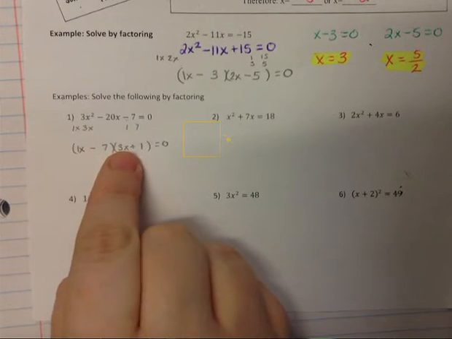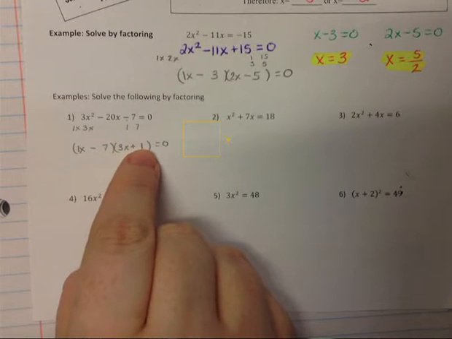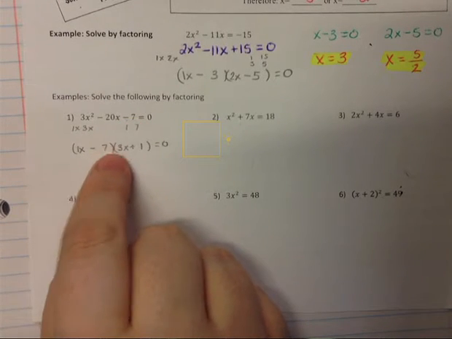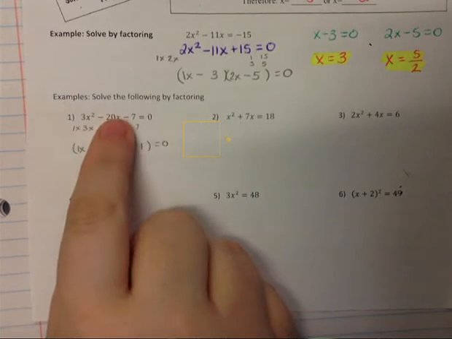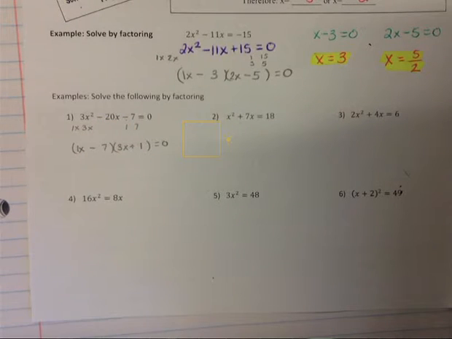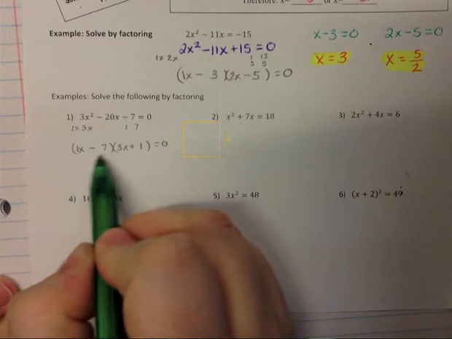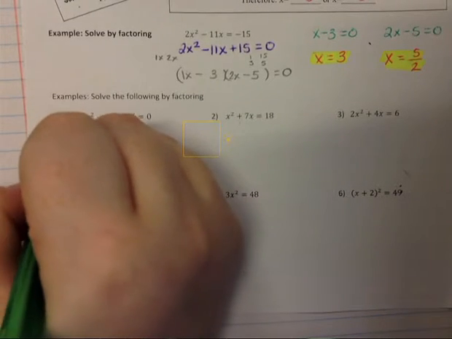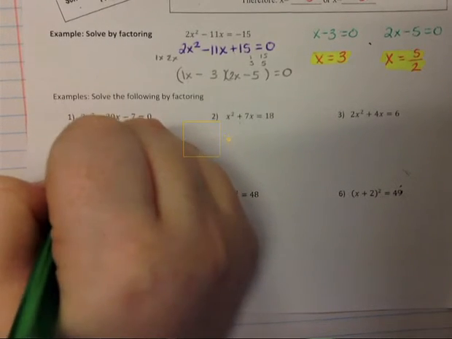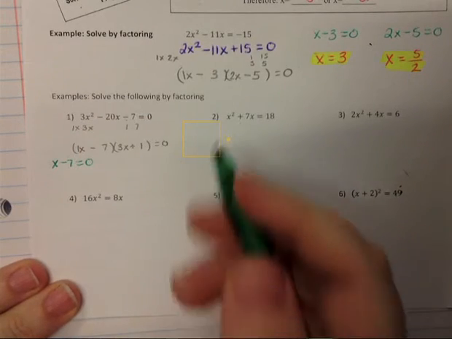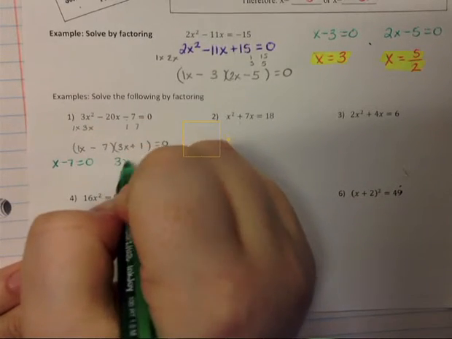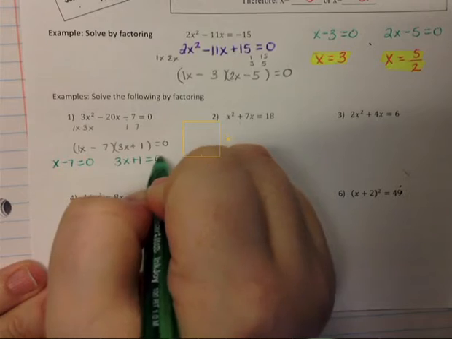This will be 3x squared. Multiply here will be a negative 7. Negative 21 plus 1 is negative 20. So this is factored correctly. So now I take my expression, my 1x minus 7, so x minus 7, and equal it to 0 from the zero product property, and my 3x plus 1 and equal it to 0.